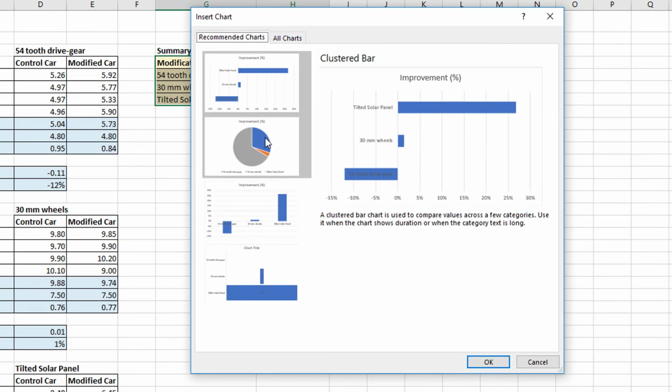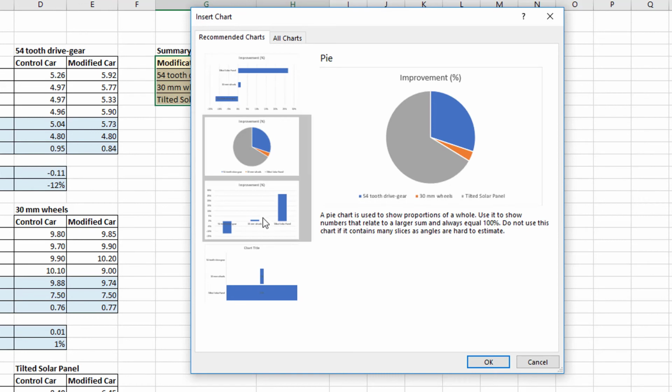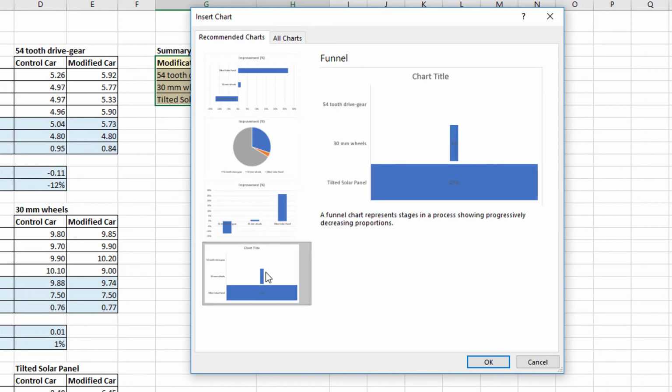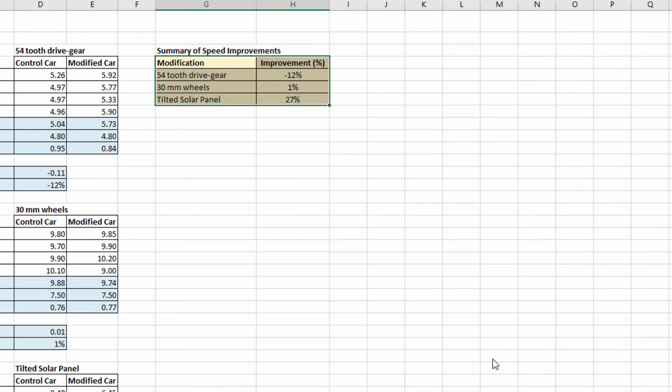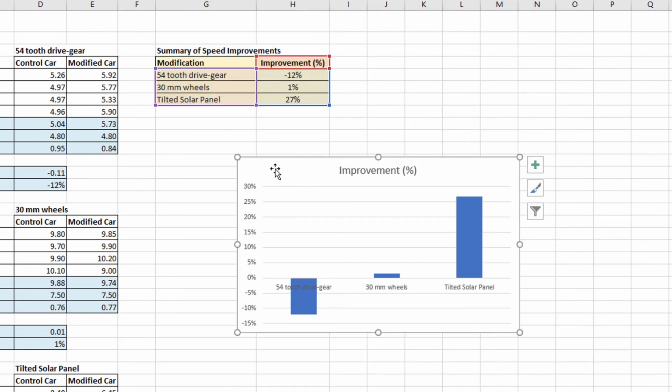So I could use that one there, I could use that one there, I could use that one there, I could use that one there. I think this one here makes more sense, doesn't it? Remember my 54 tooth gear actually made it 0%. So that's showing a negative improvement going downwards. That's showing a very small positive improvement, and that's showing quite a large positive improvement. So I'm going to use that clustered column. So I'm going to click on OK there, and there we go, it's created my graph for me.